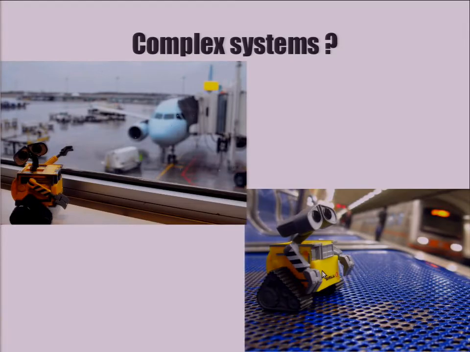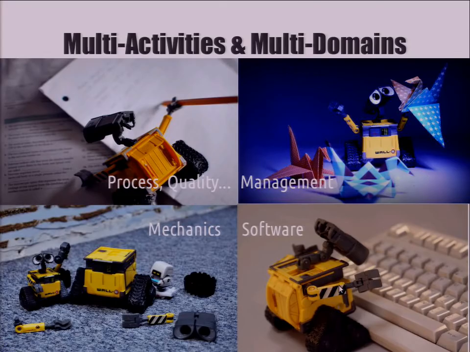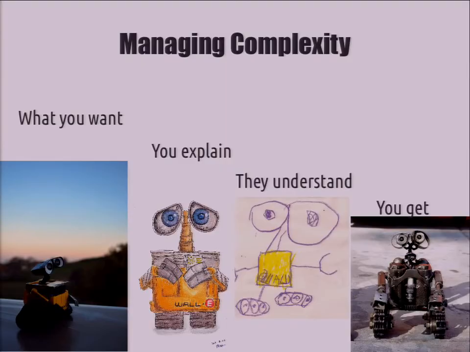So first, what is the problem addressed by system engineering? The purpose is to build a complex system like planes, trains, or robots. And building a complex system requires multi-activities in multiple domains. Some teams have to define processes, some others have to specify and implement the system, verify the quality, manage the different people, the different teams, and the different stakeholders. And all this from multiple different domains like mechanics, electronics, software, and many others.